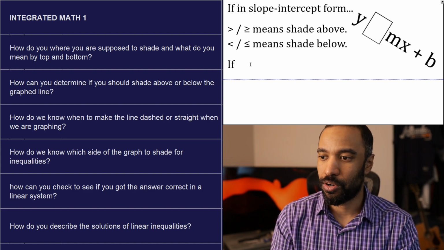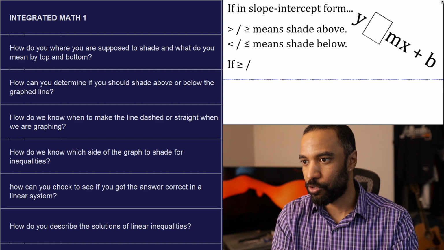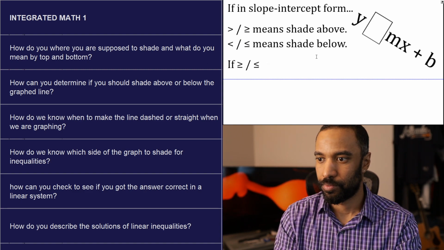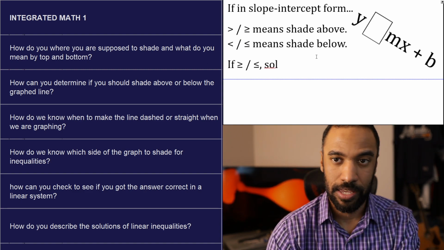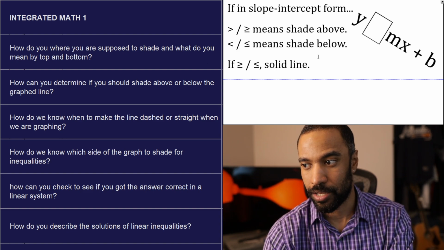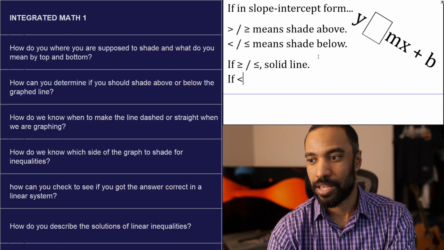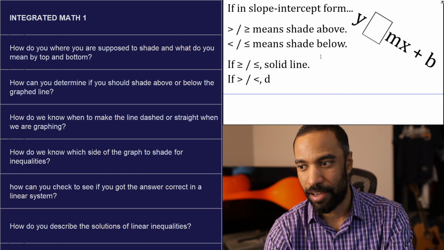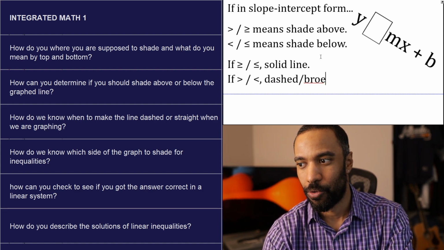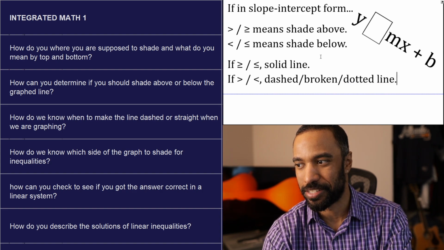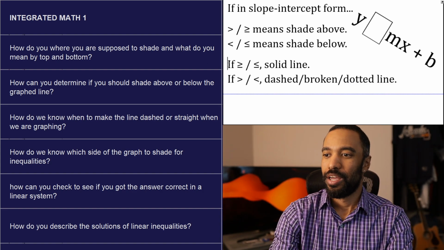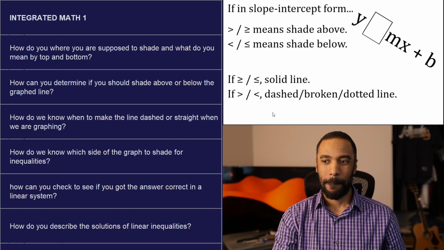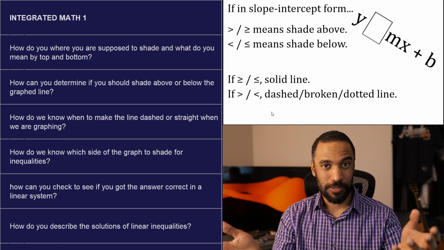If you are greater than or equal to, or if you are less than or equal to, you are going to have a solid line. Basically the concept that we generally see. Whereas if we have just greater than or just less than, we're going to have a dashed, broken, or dotted line. I need to use all three here because I say all three. So there are the notes to that.